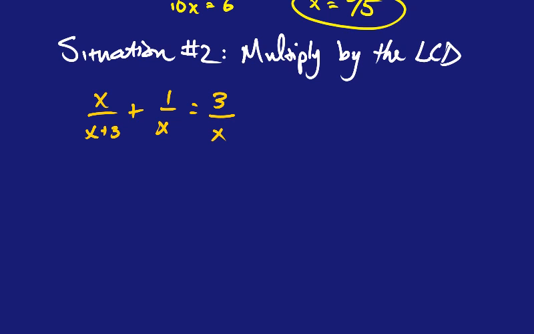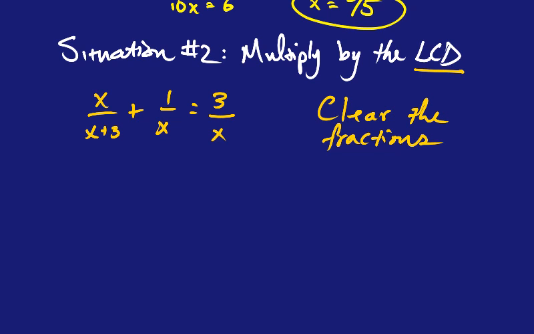Now that there are multiple fractions on the left side, you have x over x plus 3 plus 1 over x. Cross multiplying can't happen. So the way that we've been solving them in my class is that we multiply by the least common denominator, and what it does is it clears the fractions. Since nobody likes fractions, we want to get rid of them, so we're going to clear the fractions.